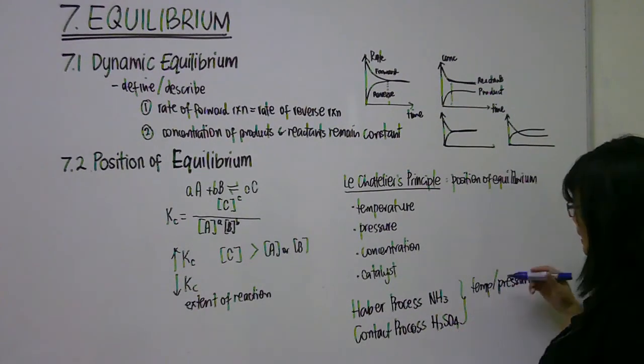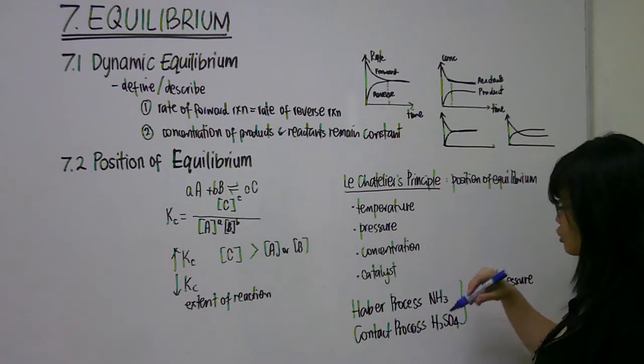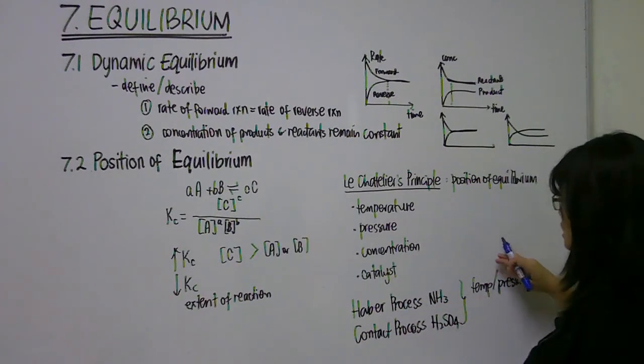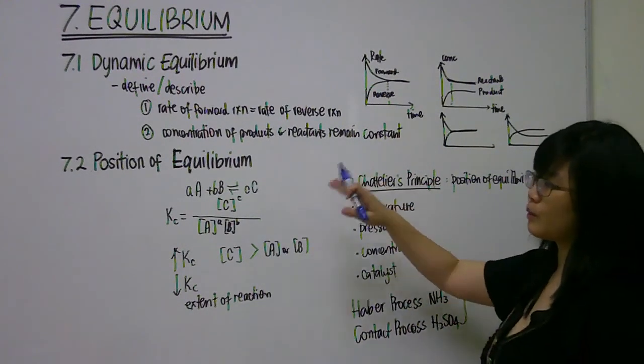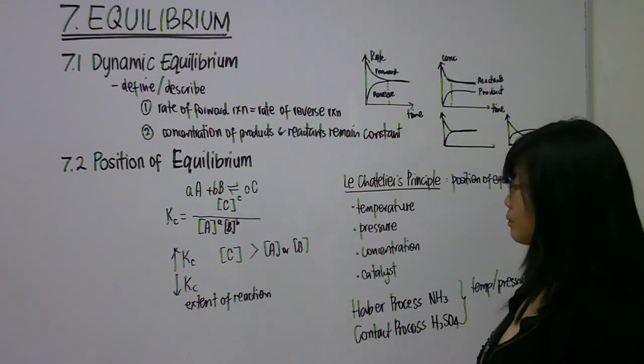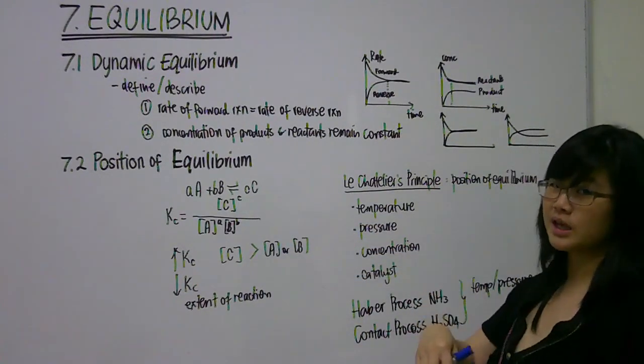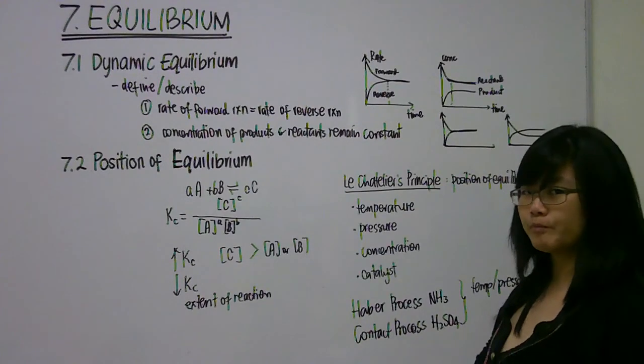Okay, so but in actual fact, they do not use this combination of temperature and pressure that will give the highest yield of ammonia, and there will be a reason. Okay, that's because of the kinetics. So you need to explain that also to the students.